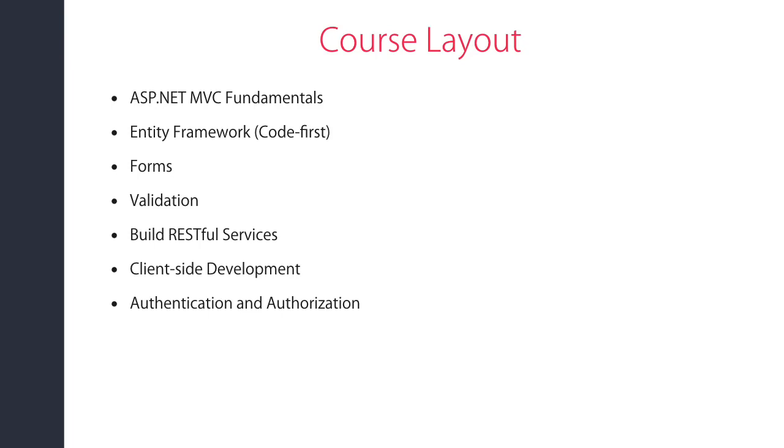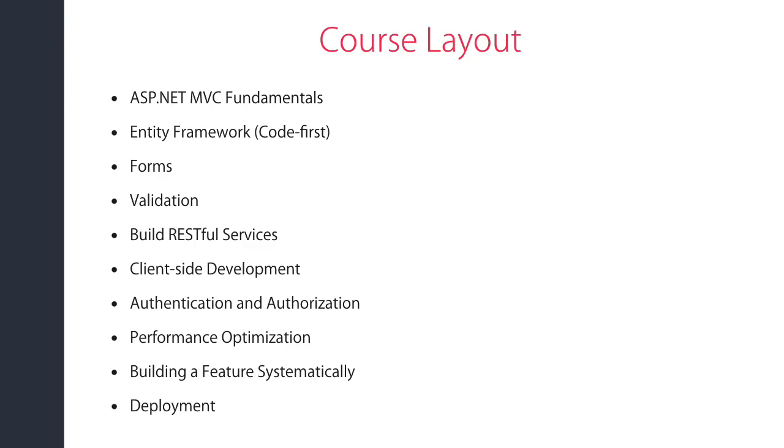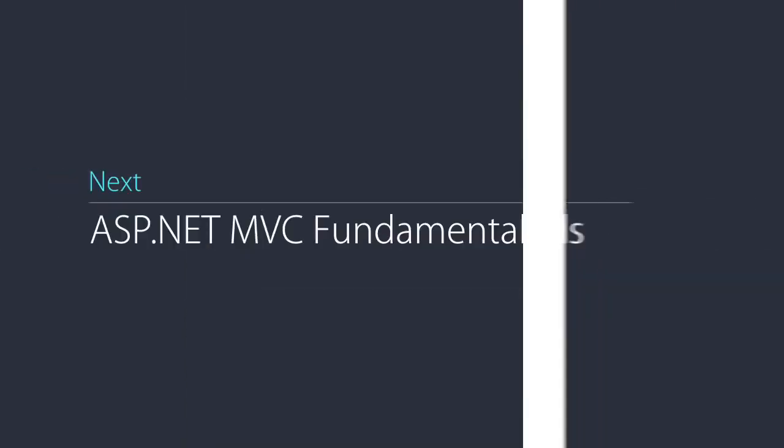Next, we'll implement authentication and authorization using ASP.NET Identity Framework. So you will understand exactly how ASP.NET Identity works and how you can customize it for your applications. Next, I will talk about performance optimization. I will introduce you to 3-tier architecture, and for each tier, I will show you how you can optimize the performance of your application in that tier. Then in section 10, we'll put everything together and I will show you a systematic way to build a feature end-to-end. And finally, in the last section, you will learn about building and deployment. So there is a lot to cover, and I will see you in the next section.